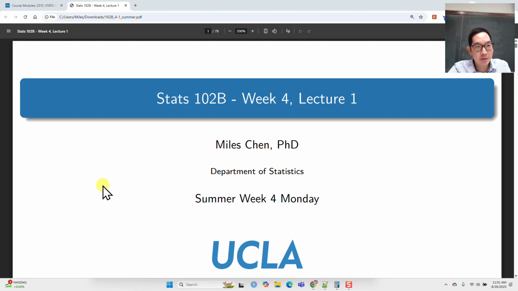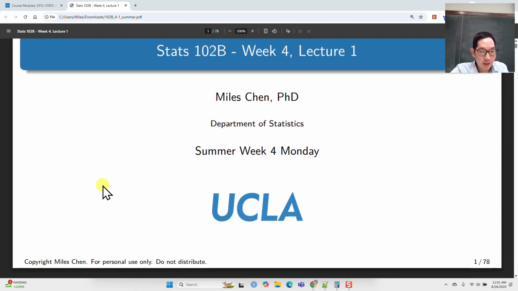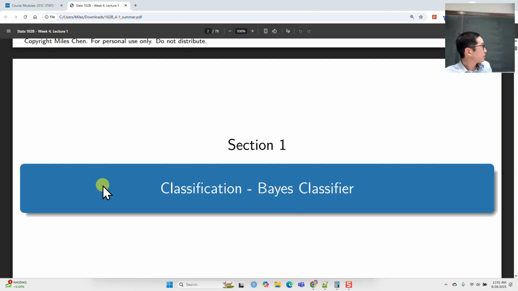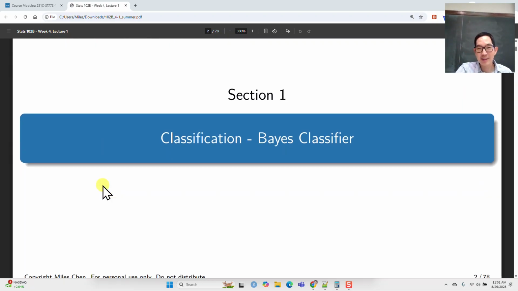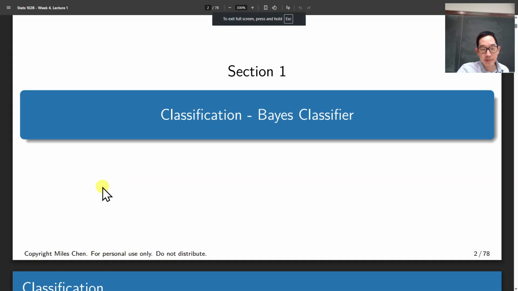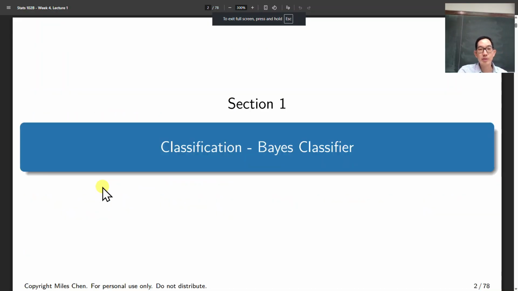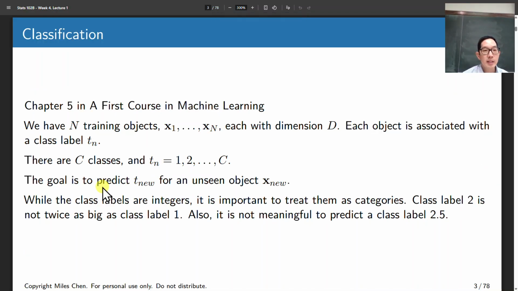Okay, all right. Today we will introduce some classification models. The first one we'll take a look at is the Bayes classifier. When we do classification, what we're trying to do is figure out the class label, right?